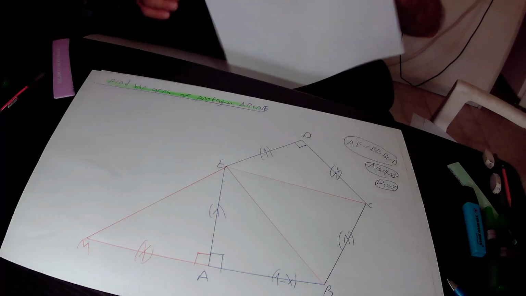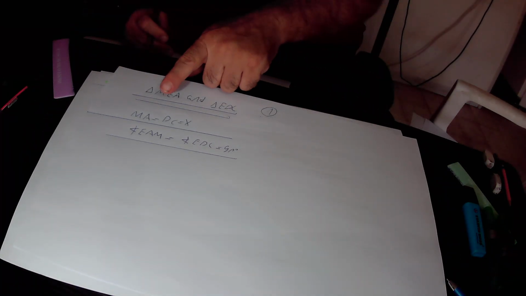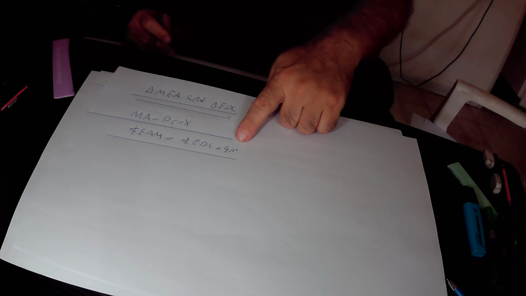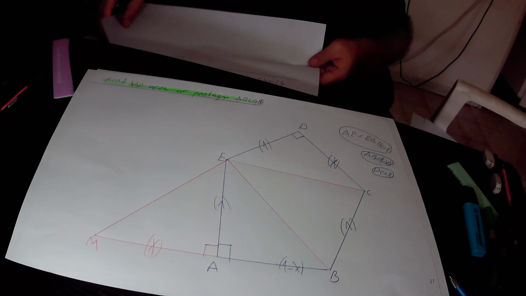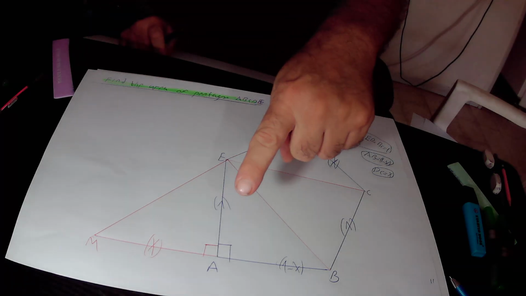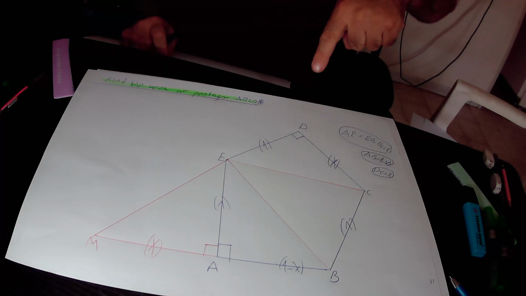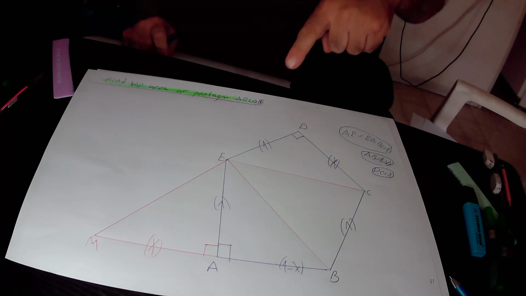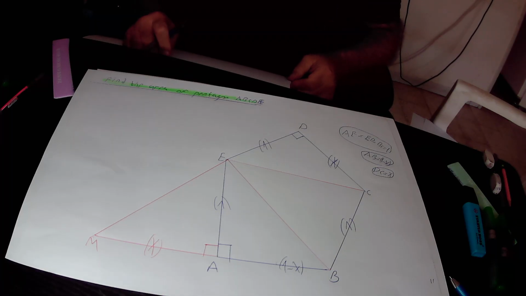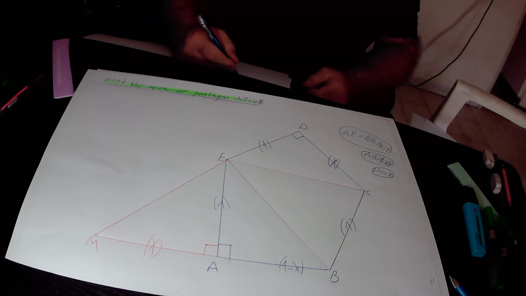And again, angle EAM in the right triangle MEA is equal to angle EDC in the right triangle EDC. They are both equal to 90 degrees and therefore they are equal to each other. And finally, side EA of the right triangle MEA is equal to side DC of the right triangle EDC. They are both equal to 1 and therefore they are equal to each other. So ME equals ED equals 1.